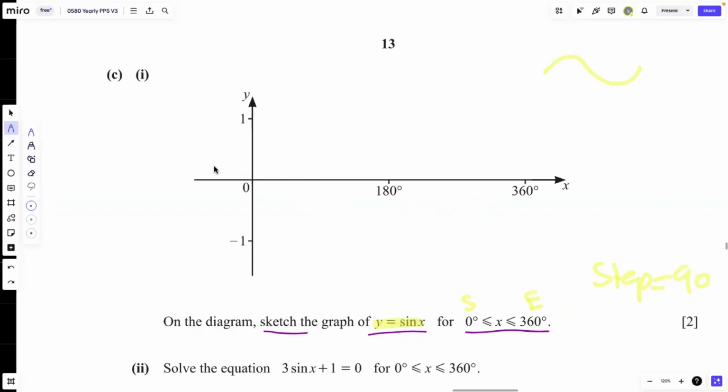So sine 0 is going to give me 0. So that's my point 1. Sine 90, so I have 90 here, is going to give me 1. Actually, you can check that using a calculator. Sine 180 is going to give me 0 again. Sine 270, that's 270 here, is going to give me negative 1. And sine 360 is going to give me 0.